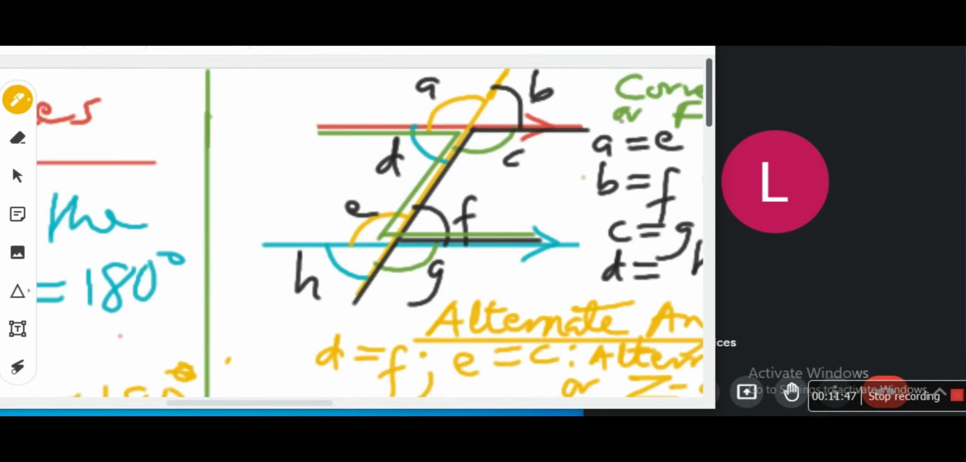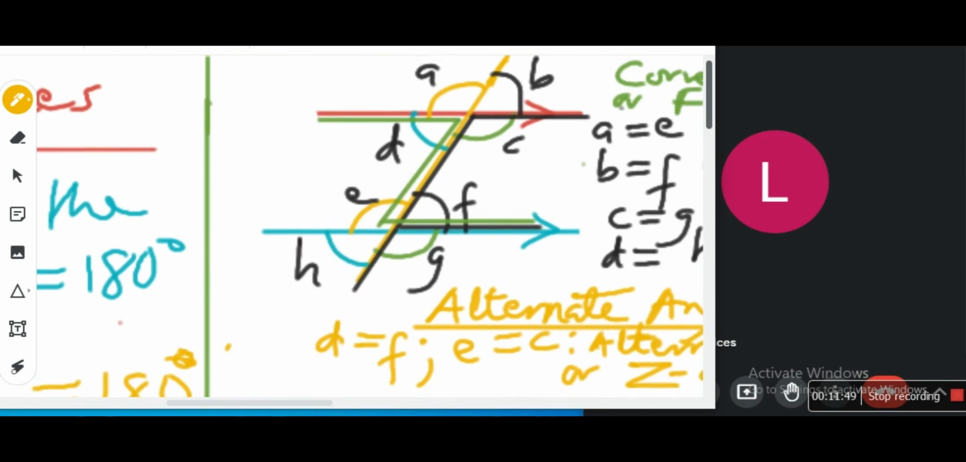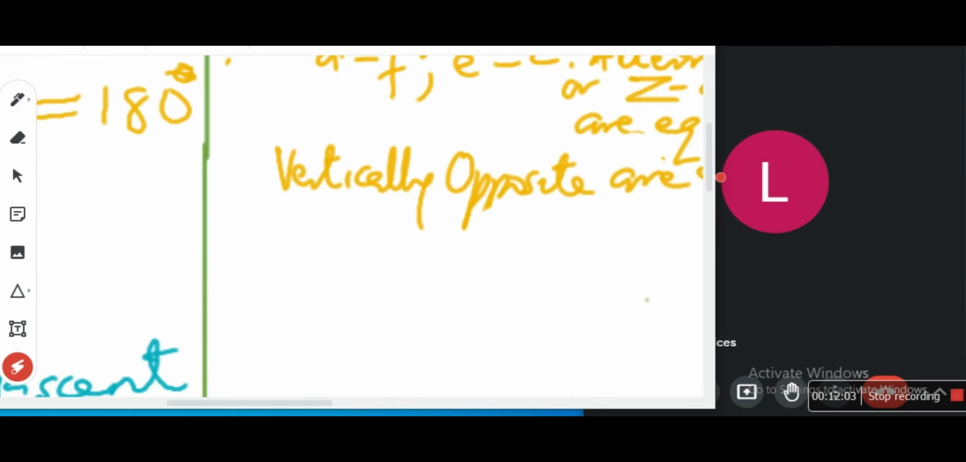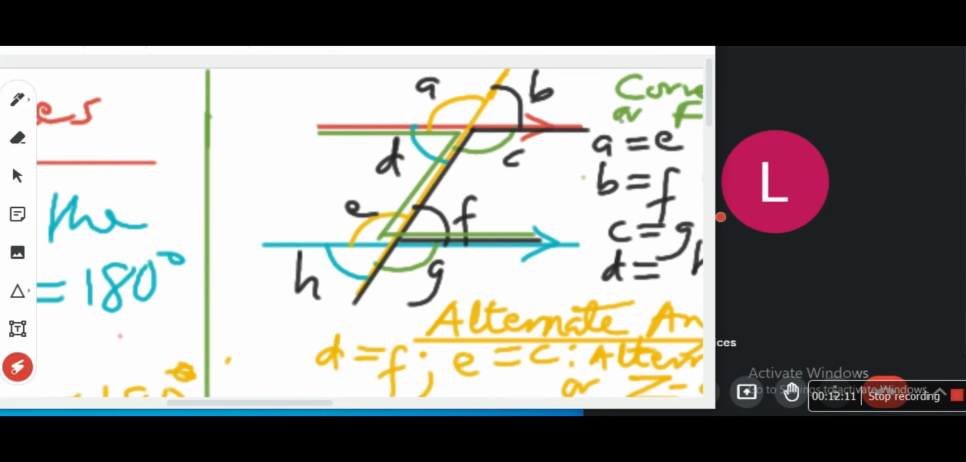Okay, let's see. Vertically opposite angles. When it forms an X, the angles that are facing each other are vertically opposite. So A is equal to C, B is equal to D. Let's see any other one. A facing C, so B facing D.